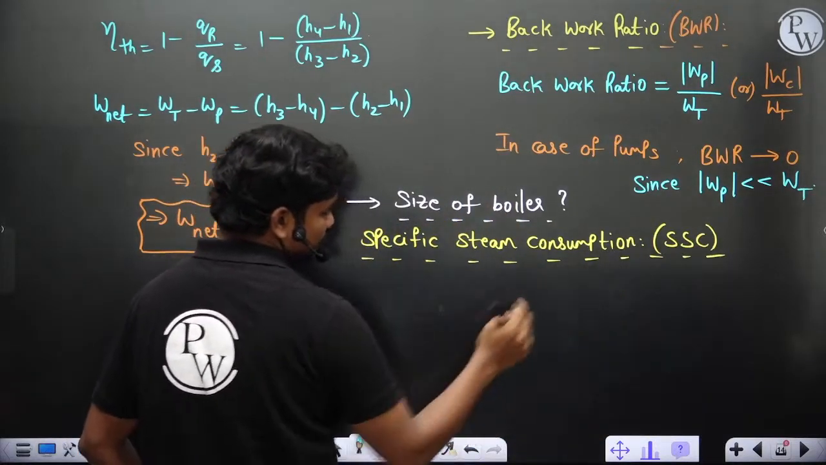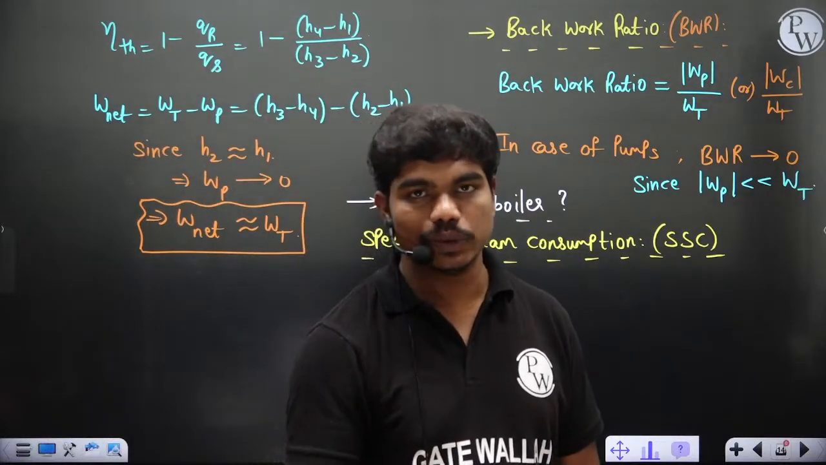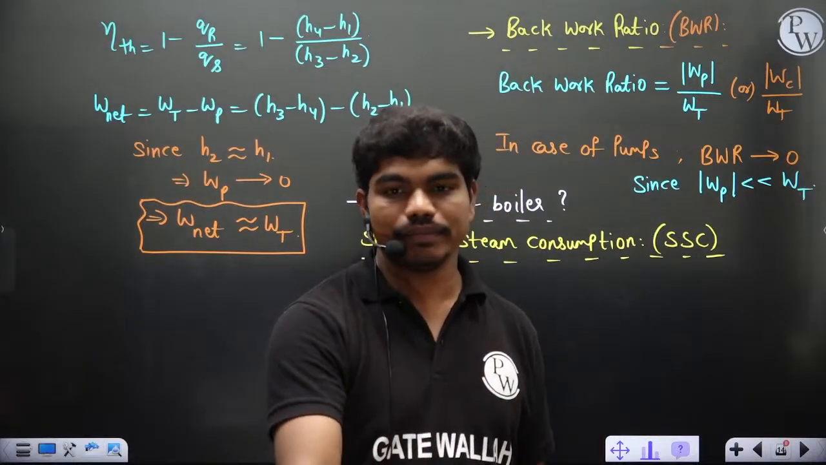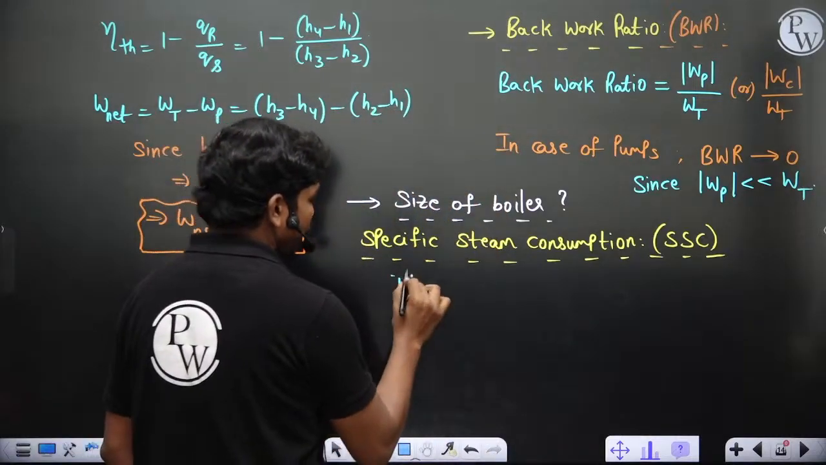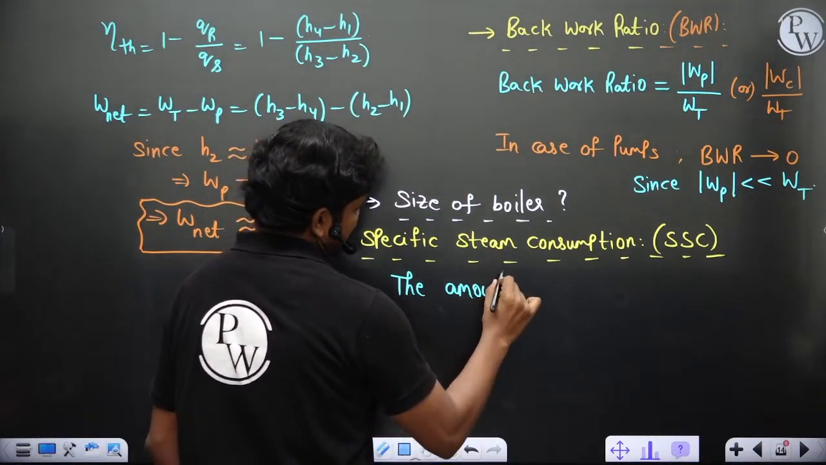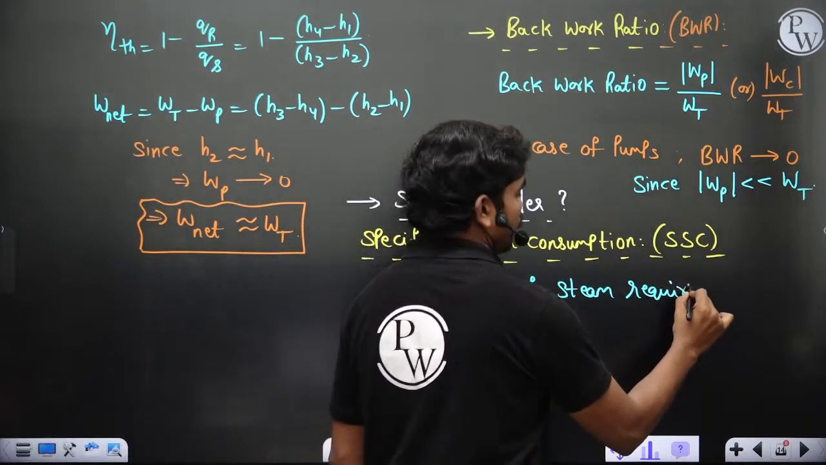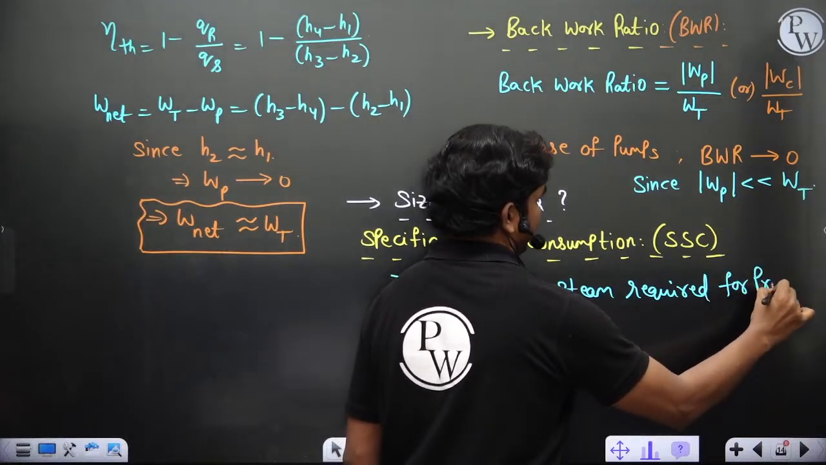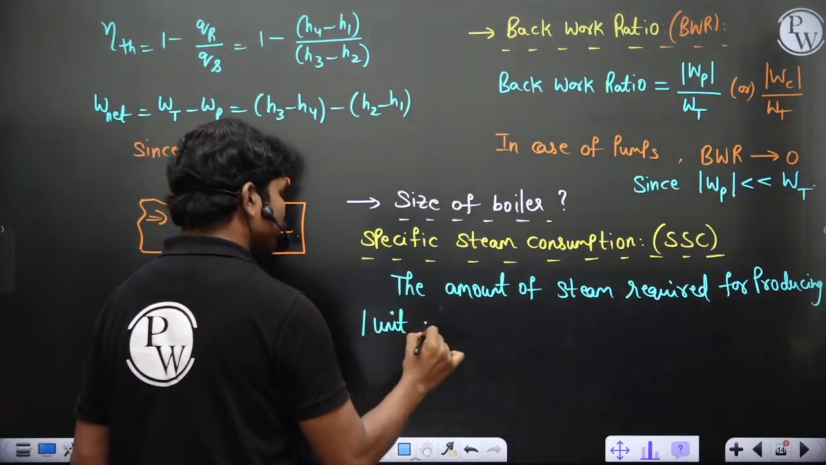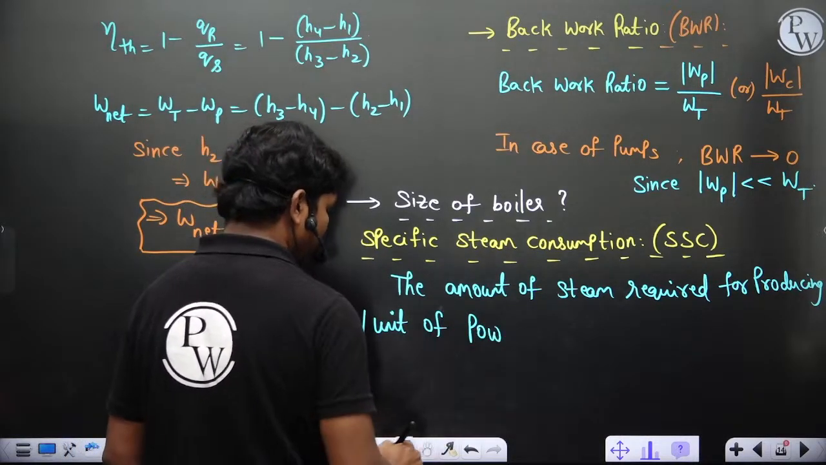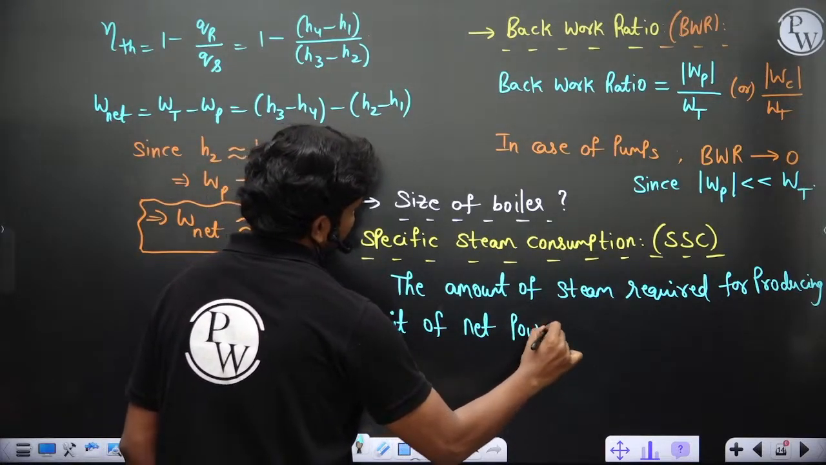So what is this specific steam consumption? Specific tells you something per unit, like specific volume is volume per unit mass. Whenever I talk about the word specific, that means something for producing 1 unit of something. So this is the amount of steam required for producing 1 unit of net power.